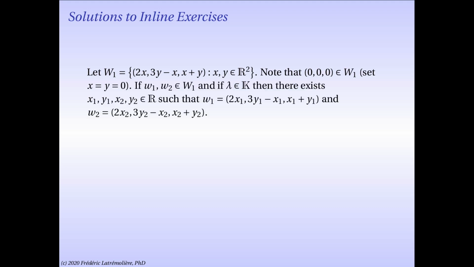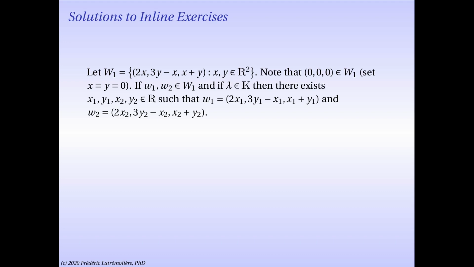And then I'm going to use the characterization from before. So already W1 is not empty. I should say very often you will prove that a particular candidate for being a subspace contains a 0 vector. That's how you'll show that they're not empty. It's a pretty typical pattern.